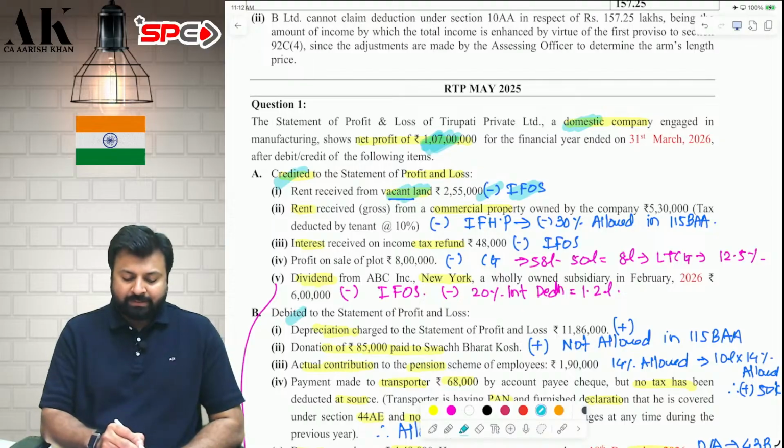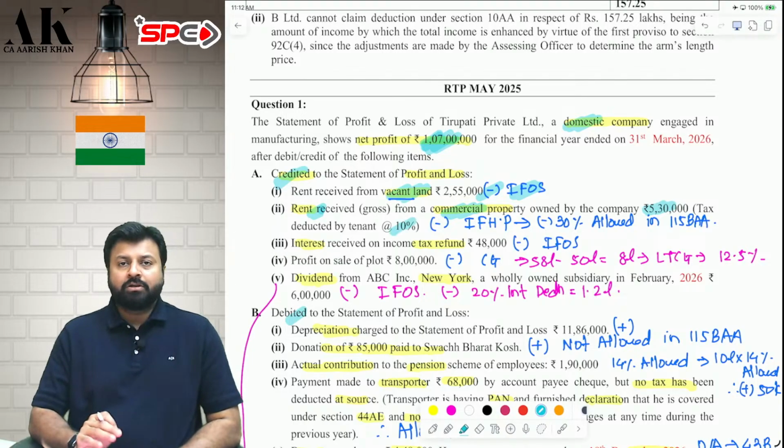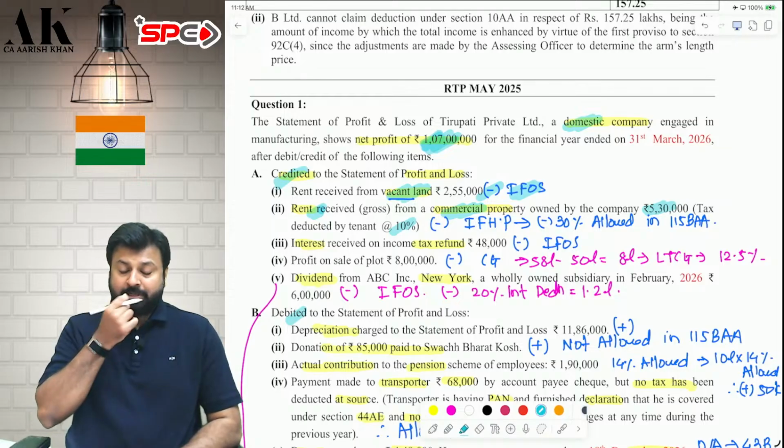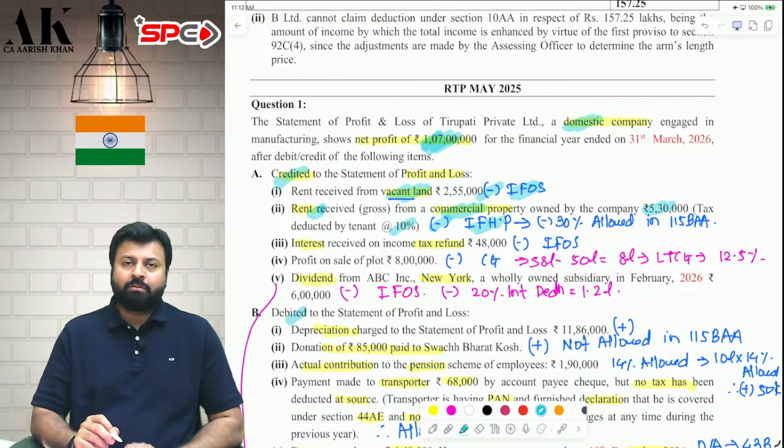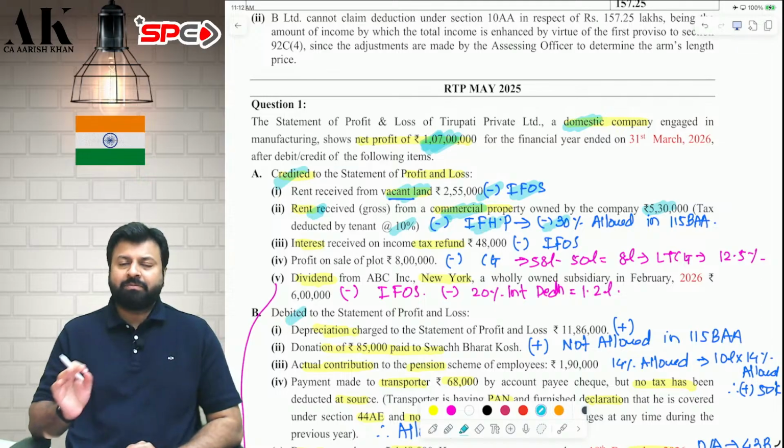Second one, you are earning some rent from commercial property of 5,30,000. The tenant has deducted 10% TDS. Okay. So now this rent will go under income from house property because this is from a building, a commercial property. You will reduce this rent from here and you will show this rent under income from house property. From that you will claim 30% standard deduction.